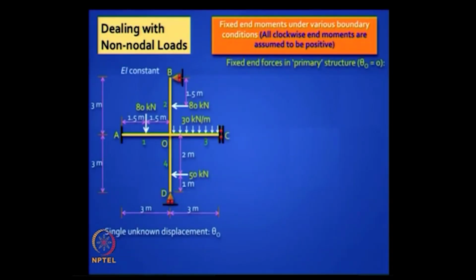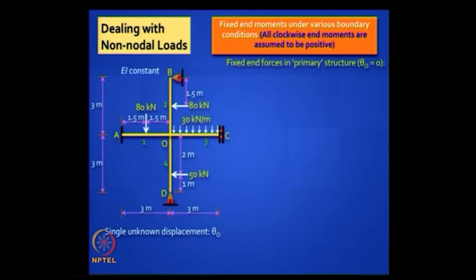Now let us quickly do the same problem we attempted earlier, but with not a concentrated moment at O, but with all kinds of loads all over the place. We will do it fast because you are not going to actually do problems of this kind, but I want to show you it is not difficult. You still have only one unknown rotation, theta naught. So here now, what is the first thing you have to do after identifying theta naught? You must arrest that rotation at O and you will get fixed end moments.